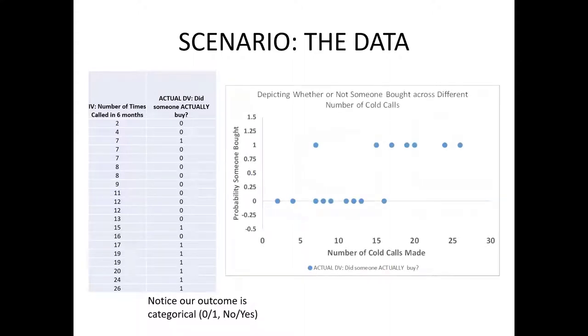Here's that same data, but now it's been plotted into a scatter plot. Looks a little different than we're used to because on the y-axis, the dots can only be on the 0 or on the 1. On the x-axis, we see the number of cold calls that someone made. And even though the scatter plot looks a little different because of our strange categorical variable, we can still see there appears to be a relationship. As you make more and more cold calls, it appears it's more and more likely that you actually will induce a sale.